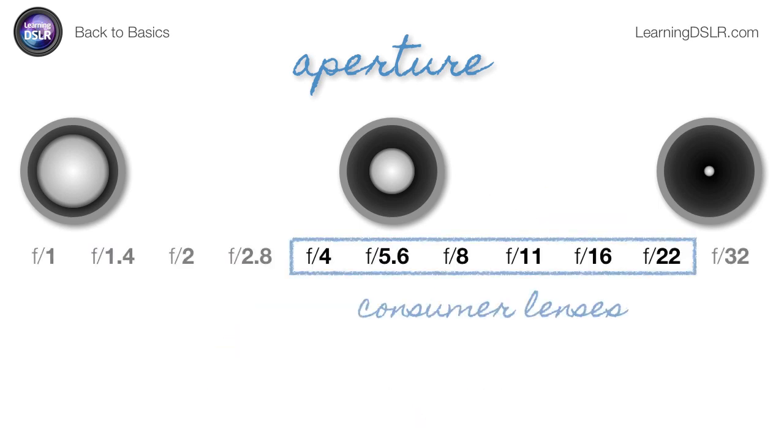So you'll notice on your lenses that you're not going to have all of the aperture range that I'm talking about here. You're not going to be able to get to f1. Consumer lenses, especially the kit lenses that come with your cameras, are going to have a fairly limited range, and they're going to be as open, as big an aperture as f3.5 or f4, and as small an aperture as probably f22.